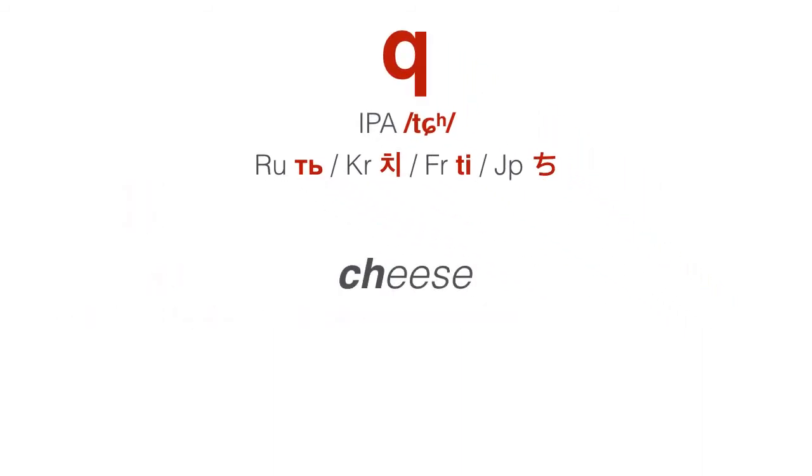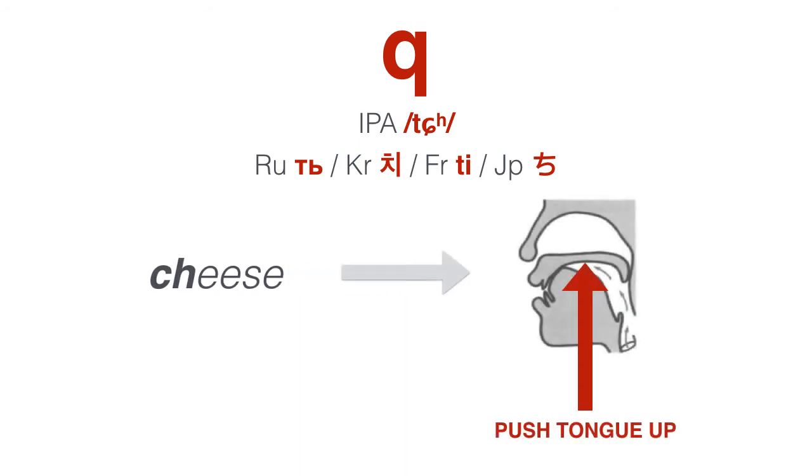To get this sound from English, first say the word cheese. Then you have to do the same thing. You have to push the tip of your tongue toward your hard palate. So cheese becomes cheese. In fact, that's how a lot of Chinese people say cheese. They just say cheese. Do you have cheese?